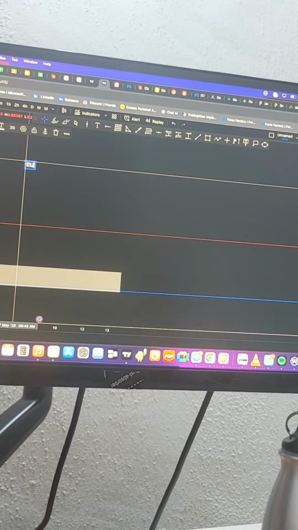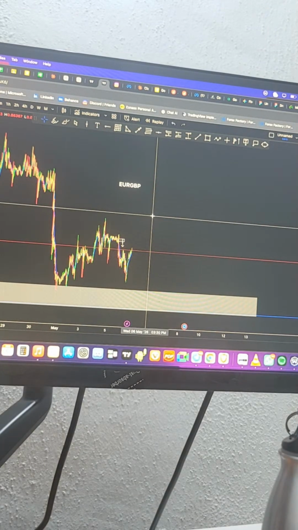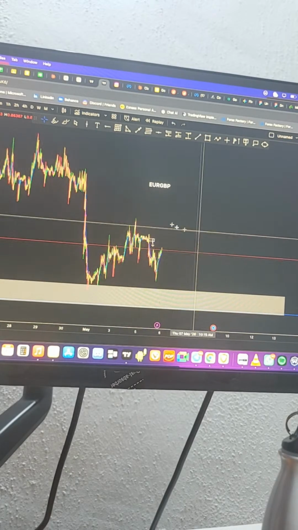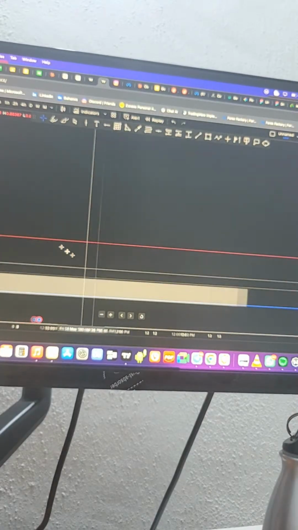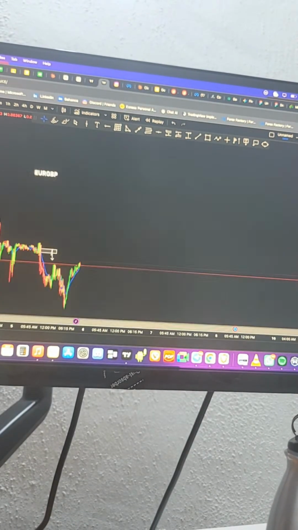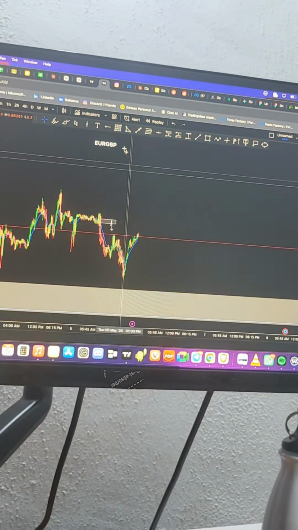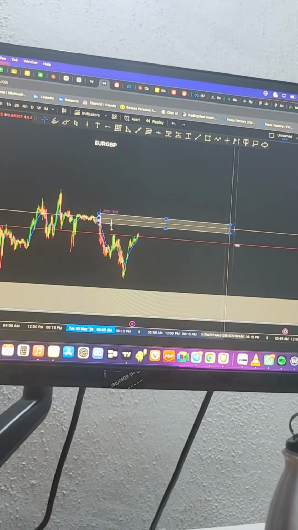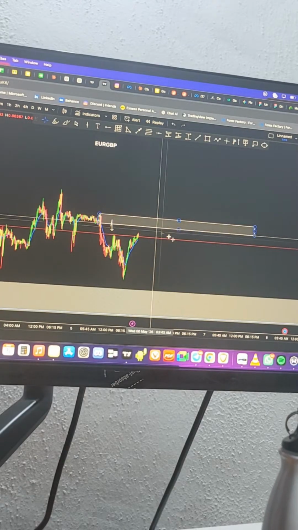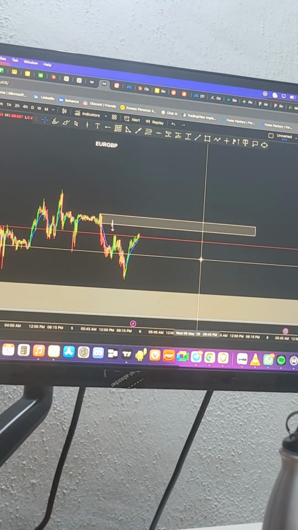This is Euro GBP. So when will I get involved in this buy trade? I will not just get involved in this buy trade now. I want to get confirmation, and this is where I want to get that confirmation from.